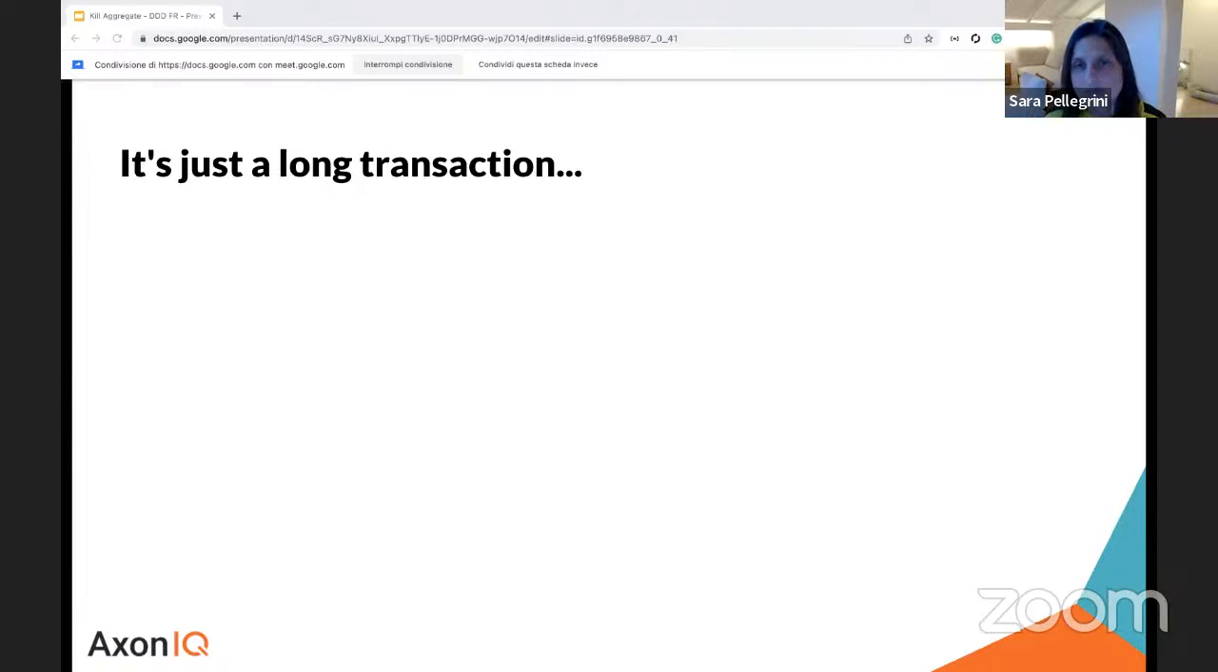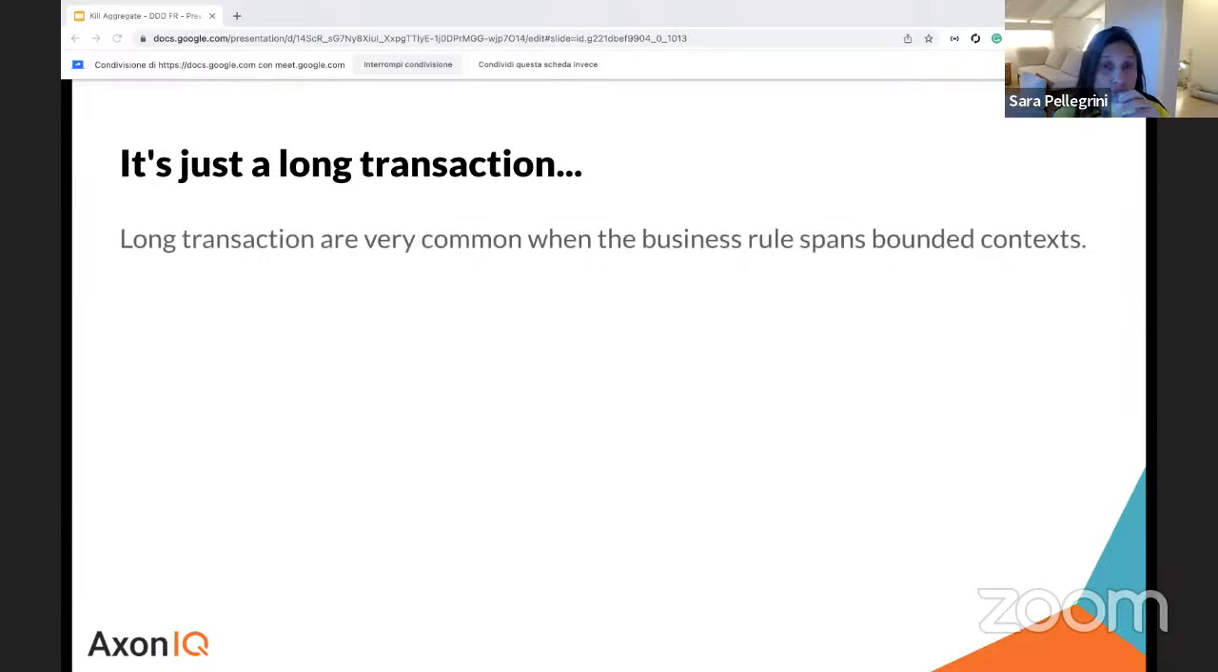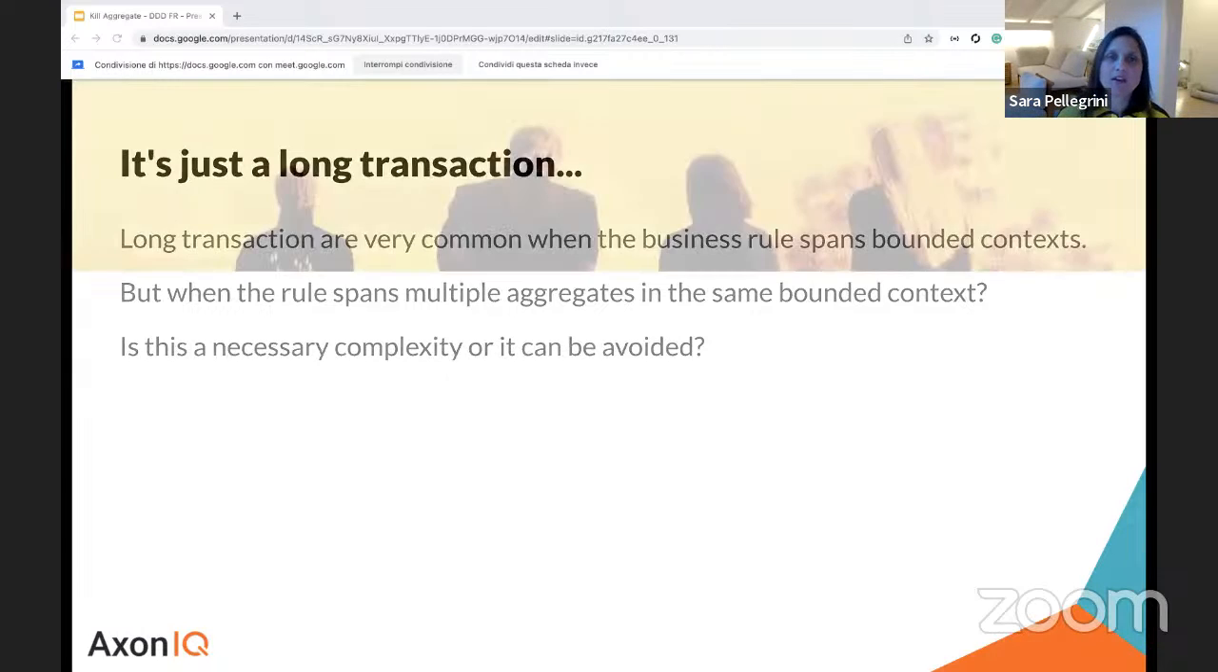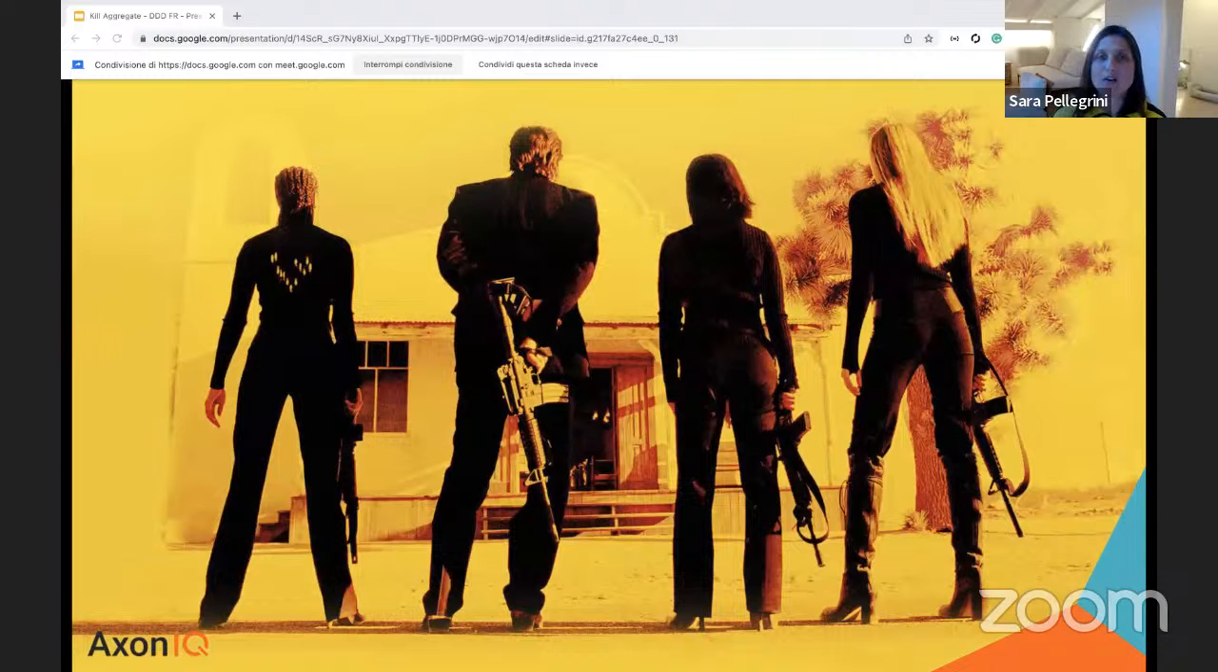You could answer, after all, it is nothing special. It is nothing more than a long transaction. Sure. It is a long transaction, and it is absolutely natural and common when it crosses the boundaries of bounded contexts. But I wonder how much it is actually necessary to introduce this complexity when the long transaction takes place within the same bounded context, in the same software component. It is possible to avoid this complexity inside the same bounded context. We will see.